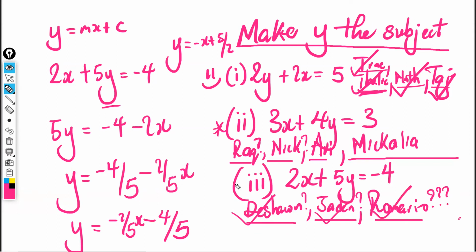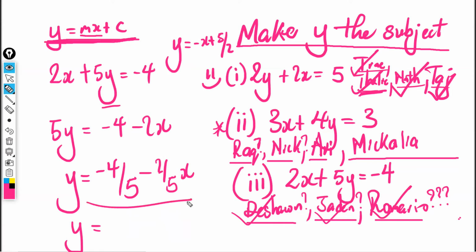Wait, sir, I have a question. Why did you switch the 2 at the bottom? Which 2? You have y is equal to negative 4 over 5, and at the bottom you have negative 2 over 5, like you switched them. I did? Yeah, look, the last two are not in the same order coming down. You mean I changed the order? Yeah. The reason I changed the order is because I'm trying to put it in this form: y is equal to mx plus c. So that's why I just changed the order.